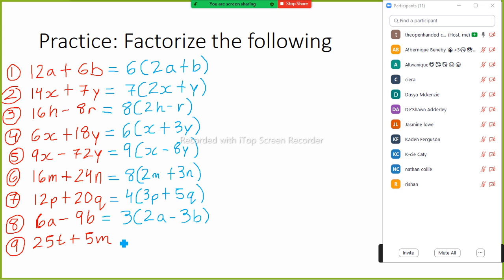Any volunteers for the 9th? I can do that. I can try. Go ahead, Jasmine. 5 times 5 is 25. Okay. So put the 5. Bracket. 5 again, I think. Yeah. T. Plus M. Very good.